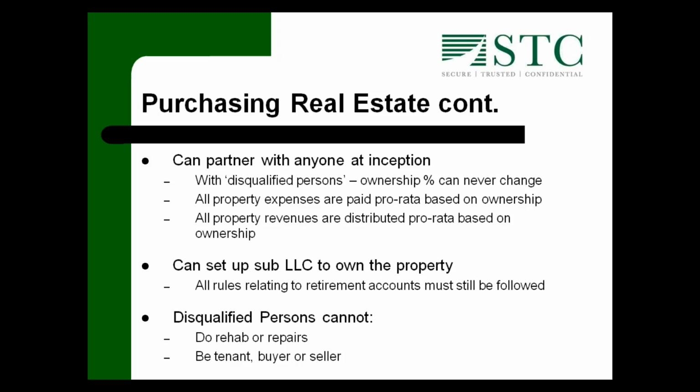Disqualified persons cannot do rehab or repairs. So again, let's say you and your retirement account buy this property together. You are a disqualified person. You can't do rehab or repairs on this property. Disqualified persons, remember that father, ascendants and descendants, cannot be the tenant, the buyer, or the seller. So you can't buy a property with your retirement account and then let your college-age child live in it while they go to college. Cannot do that. That violates the rules.